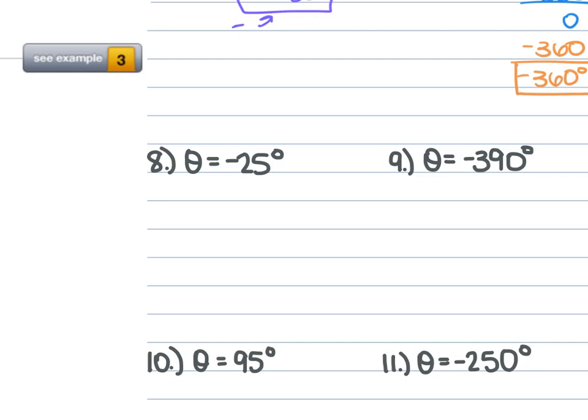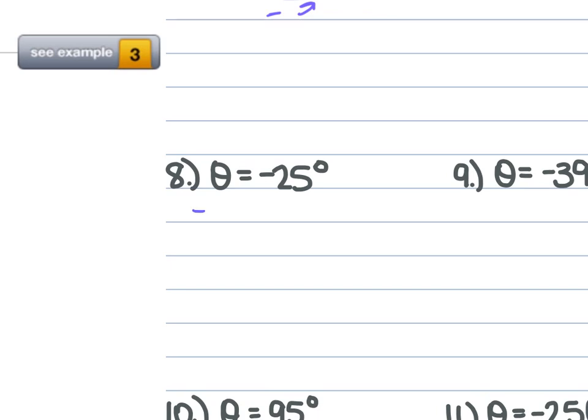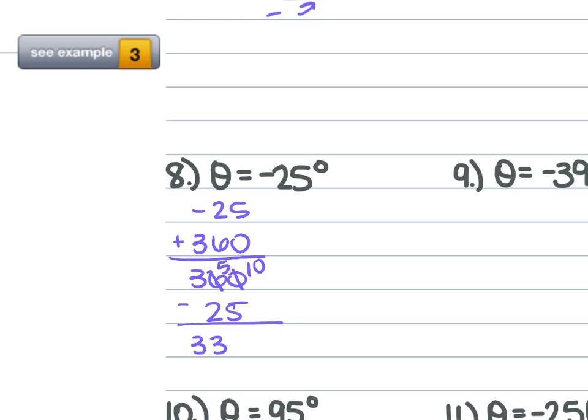For 8, we have negative 25 degrees. So we're going to start by finding our positive coterminal angle, which is negative 25 plus 360. Again, these are opposites, so we are going to subtract. So we're going to do 360 minus 25. The 0 becomes a 10. The 6 becomes a 5. So the 335 is our positive coterminal angle.